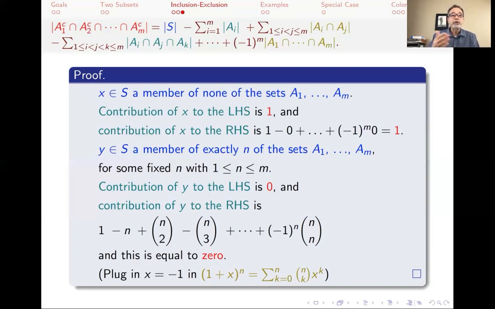This says that the contribution of Y to the right-hand side was also 0. And remember, that's what we wanted to check, whether or not the contribution of every element of S to both sides of that messy equation on top of the slide is the same. In this case, where Y is a member of some of the subsets, the contribution to both sides is 0. When it's a member of none of the subsets, the contribution to both sides is 1. So the 2 sides of this equation are equal to each other, and we have equality.